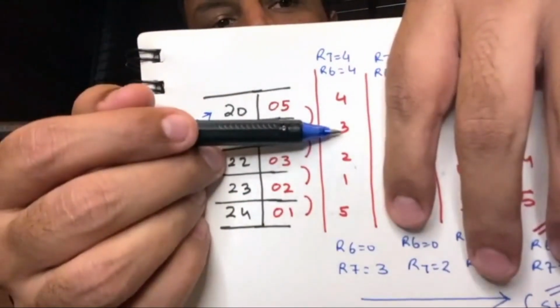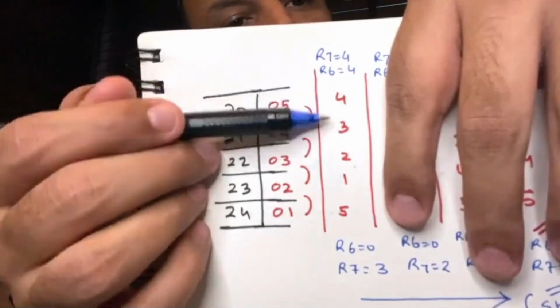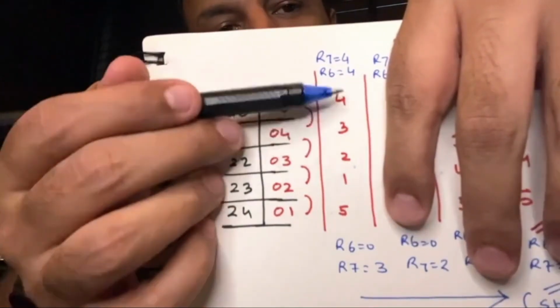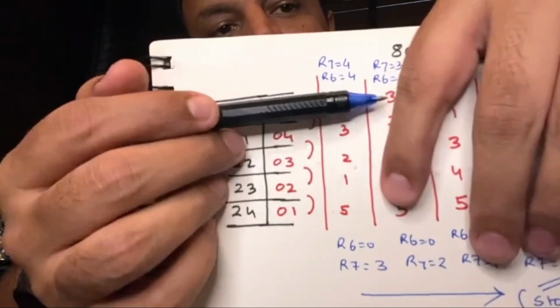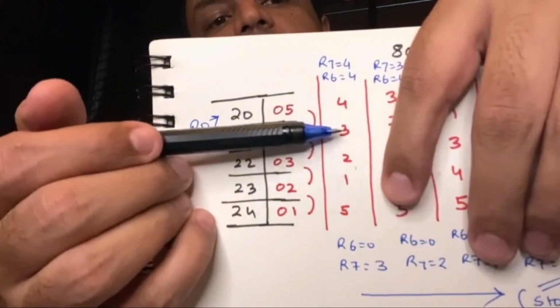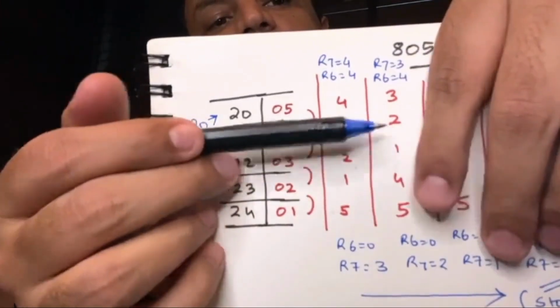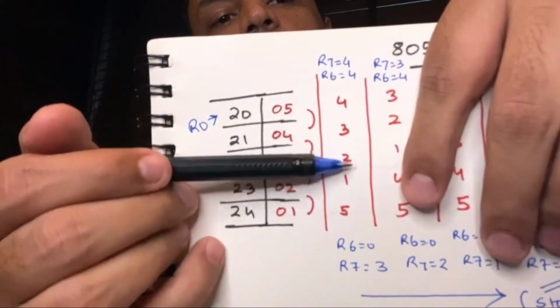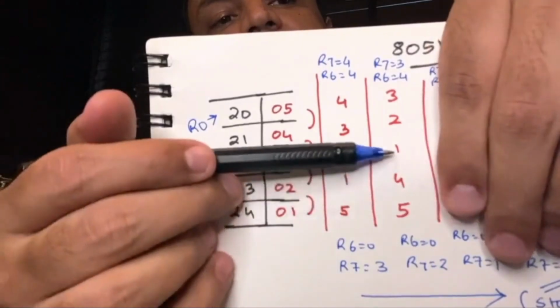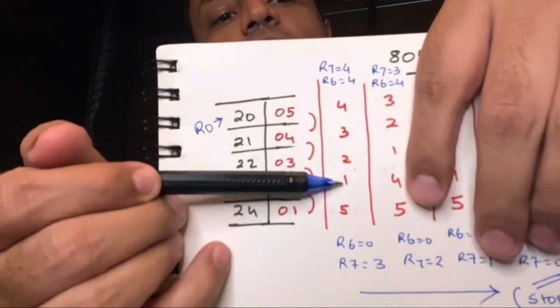Compare 4 and 3. Are they in the correct order? No. 4 should have been down. Interchange them. So you'll get 3 over here. This will become 4. Now you'll compare 4 and 2. Are 4 and 2 in the correct order? No. Interchange them. This is 2. This will become 4. 4 and 1, not in the correct order. Interchange them. 1. This will become 4.